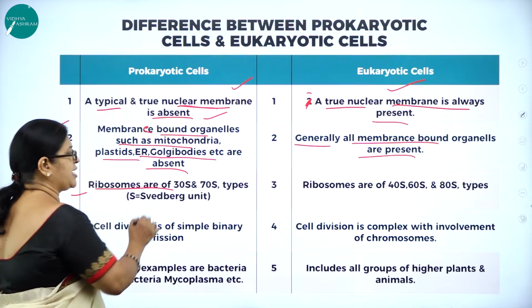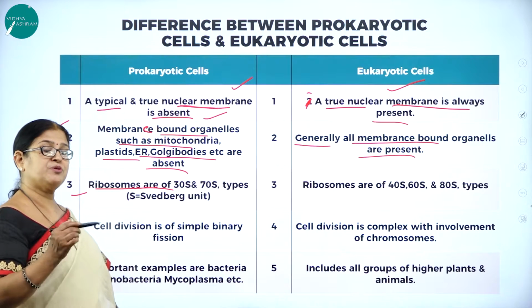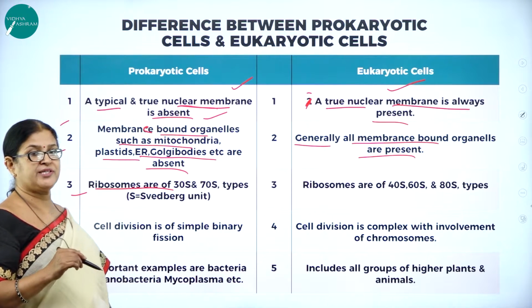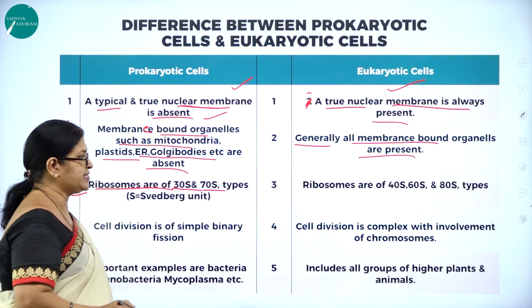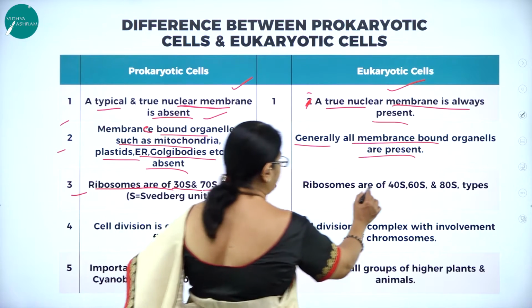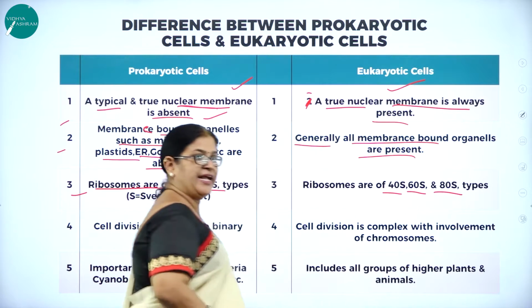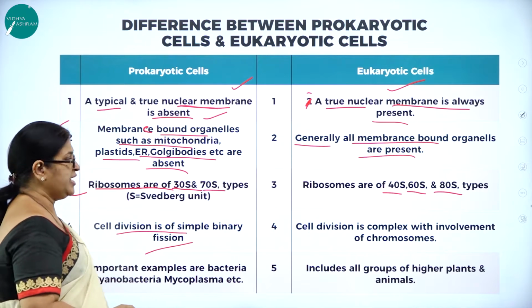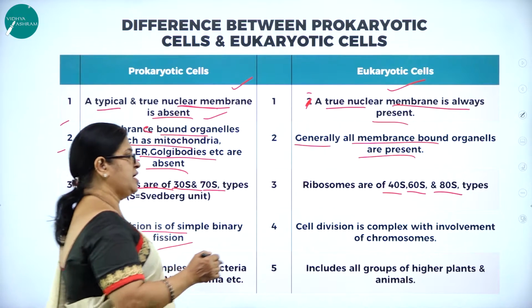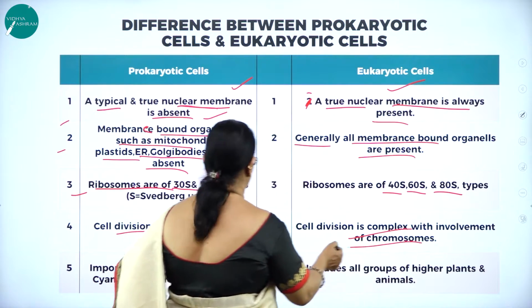Next, as I said, ribosomes are present both in a prokaryotic cell and a eukaryotic cell. In prokaryotes the ribosomes are of 30S and 70S types. Here the ribosomes are of 40S, 60S and 80S types. And cell division is by simple binary fission. Here cell division is complex with involvement of chromosomes.